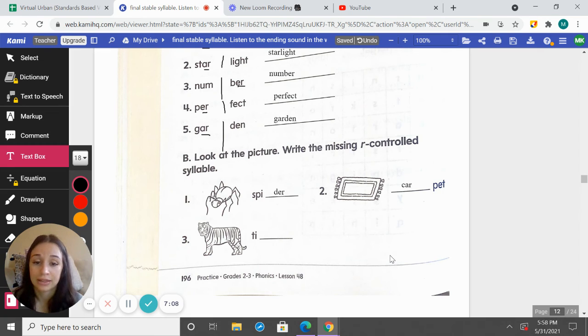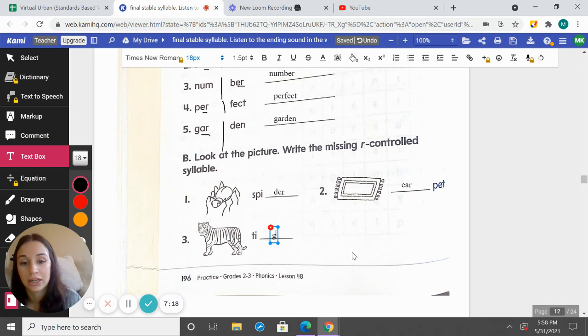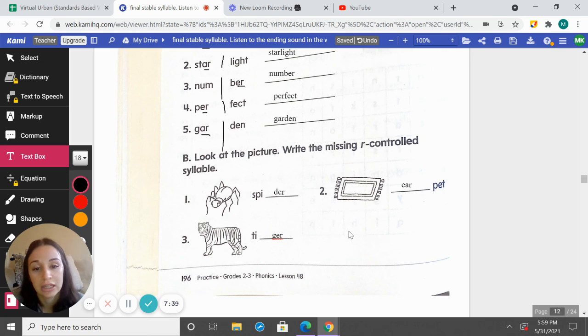Our last one, tiger. So we have our first syllable and our second syllable is that ger. So we need to think, we hear that G. Now what do we need? What vowel R do we need to finish this R-controlled syllable off? ER, AR, IR? Tiger, like spider, number, yeah, ER. Tiger.